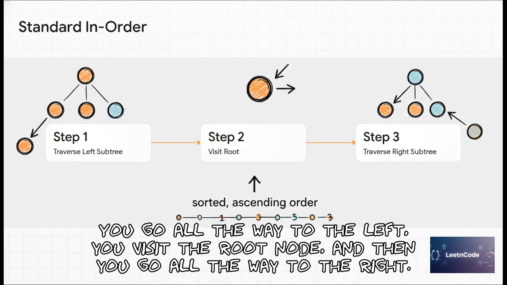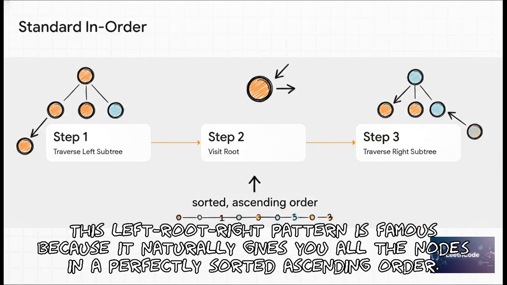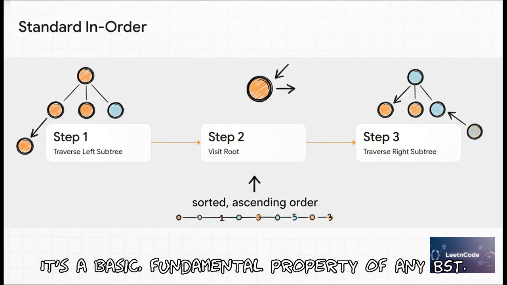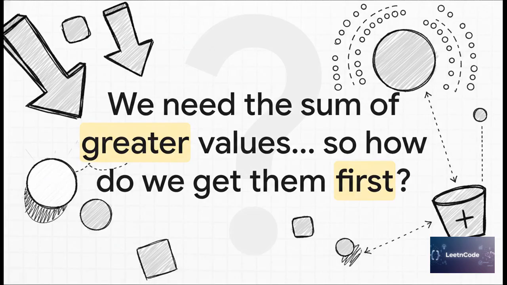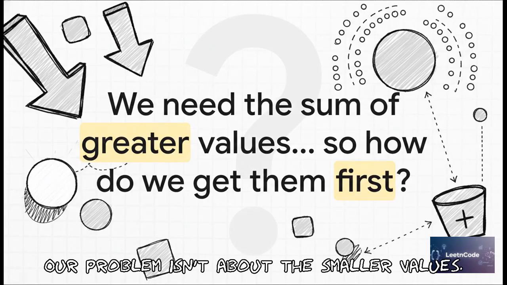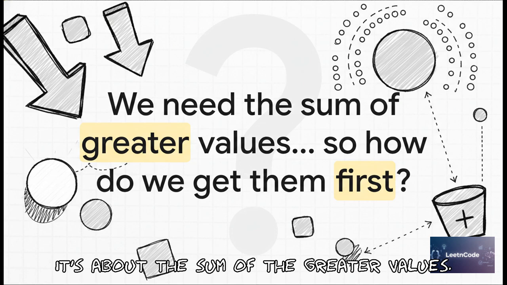You go all the way to the left, you visit the root node, and then you go all the way to the right. This left, root, right pattern is famous because it naturally gives you all the nodes in a perfectly sorted ascending order. It's a basic, fundamental property of any BST. But here's the twist. Our problem isn't about the smaller values. It's about the sum of the greater values.